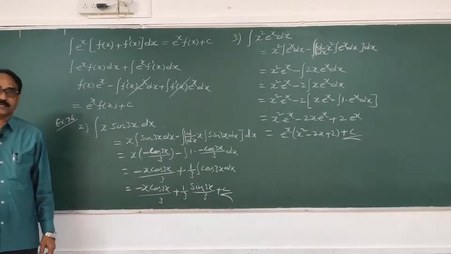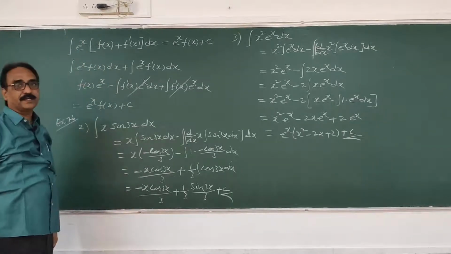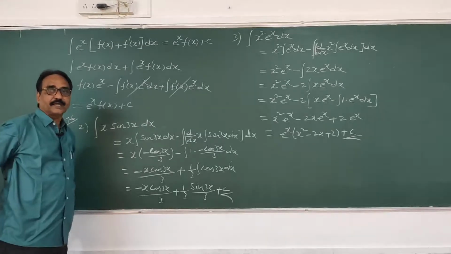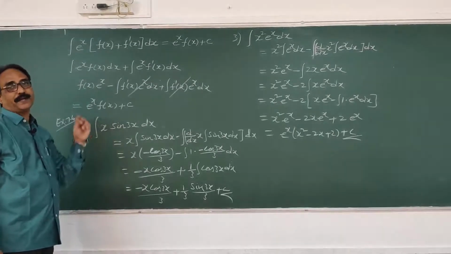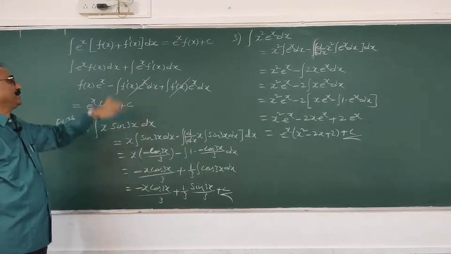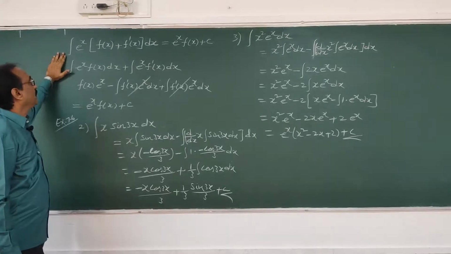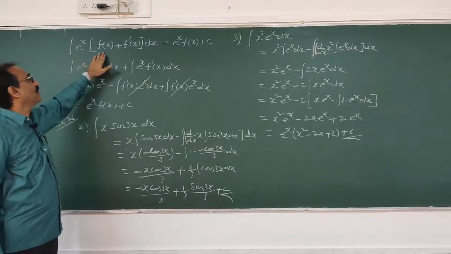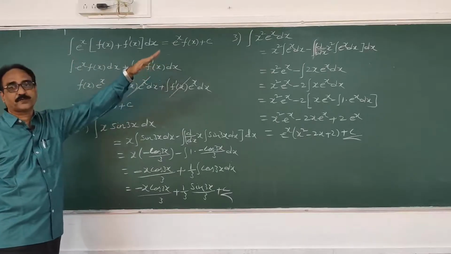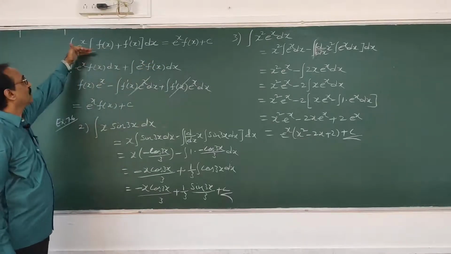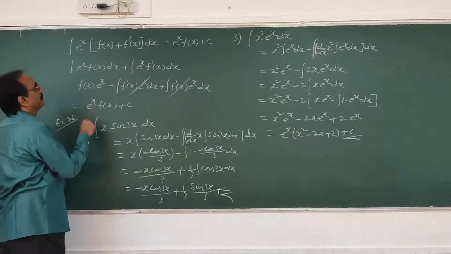Yesterday in the last class we discussed what integration by parts is, how it has come, what the formula is, and an example. Now the continuation of it: the integral of e power x into f of x plus f dash x dx is equal to e power x into f of x plus c. This is the formula. I'll explain here how it has come.